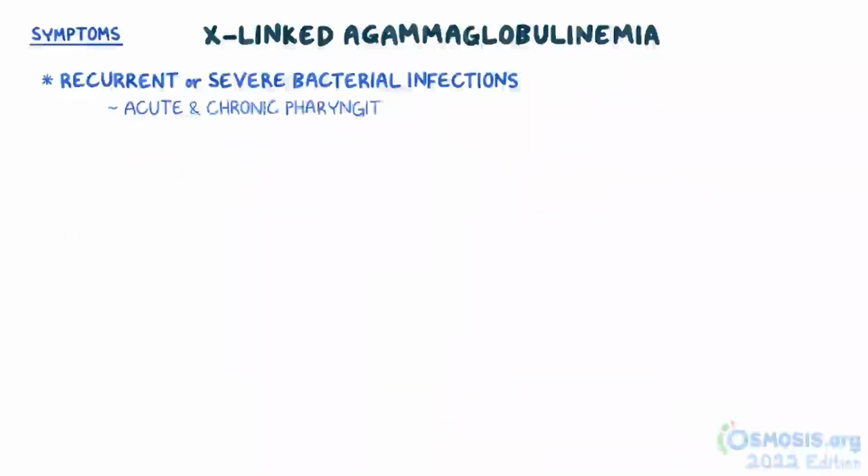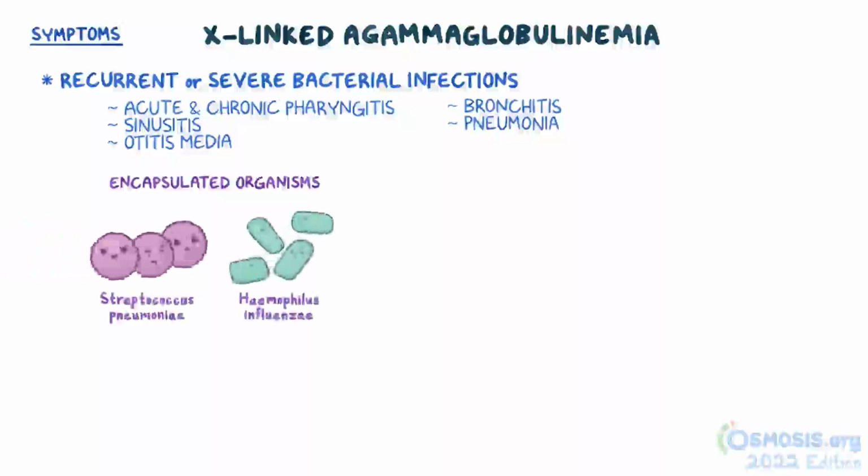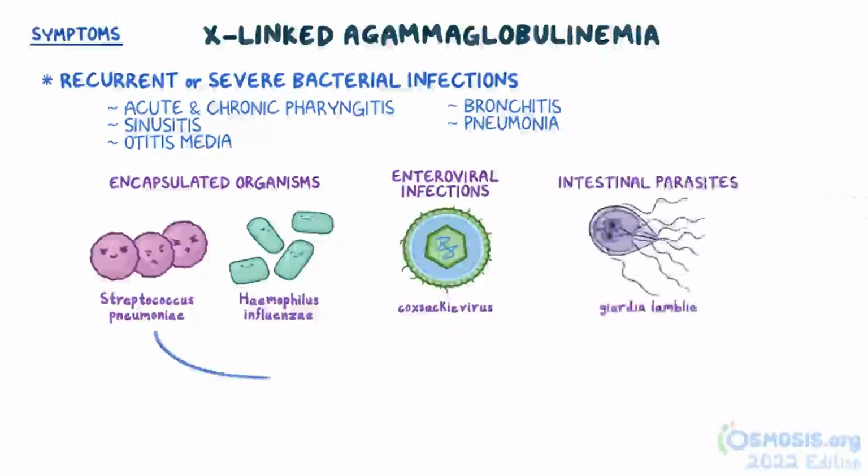Usually, the child develops recurrent or severe bacterial infections like acute and chronic pharyngitis, sinusitis, otitis media, bronchitis, and pneumonia. These are typically caused by encapsulated organisms like Streptococcus pneumoniae and Haemophilus influenzae, and less commonly, enteroviral infections like Coxsackie virus, and finally, intestinal parasites like Giardia lamblia, all of which are usually neutralized by IgA in the respiratory and gut lining.